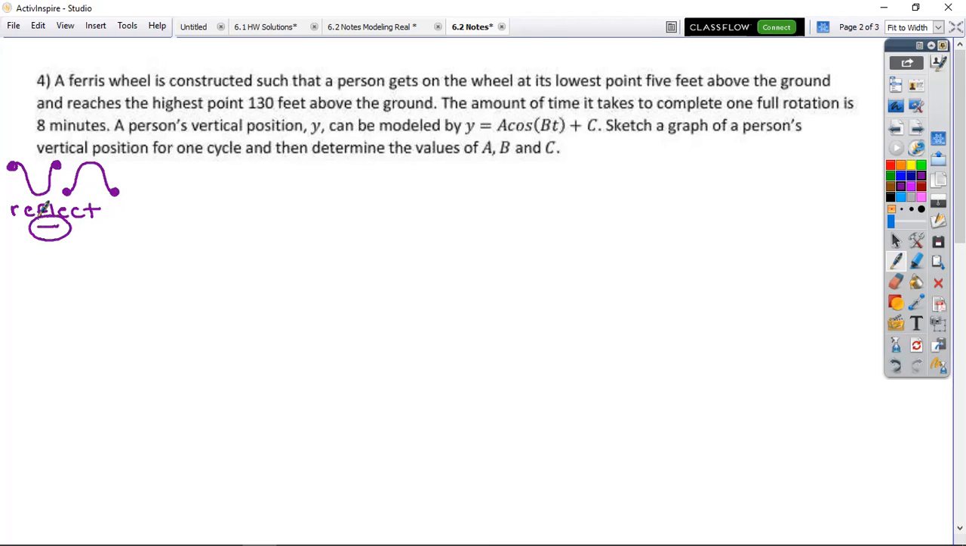Information we have here. Ferris wheel is constructed such that a person gets on its lowest point 5 feet above the ground. Minimum equals 5. Highest point is 130. Keep reading. What do we have next? Amount of time it takes to complete one full rotation is 8 minutes. That is my period.